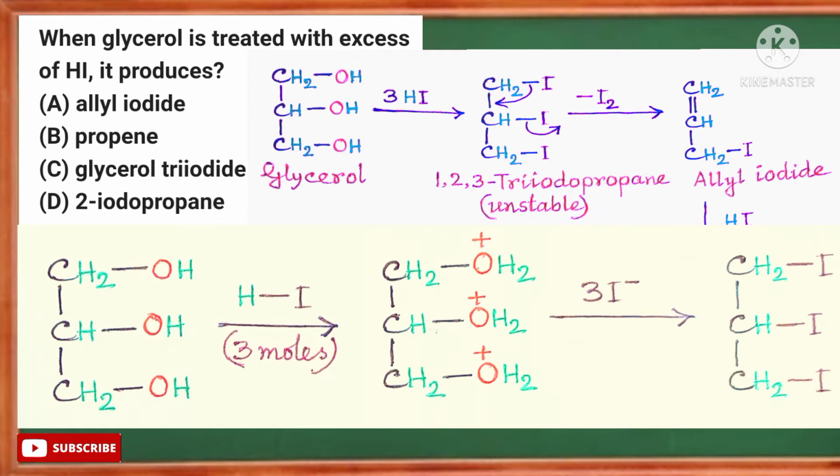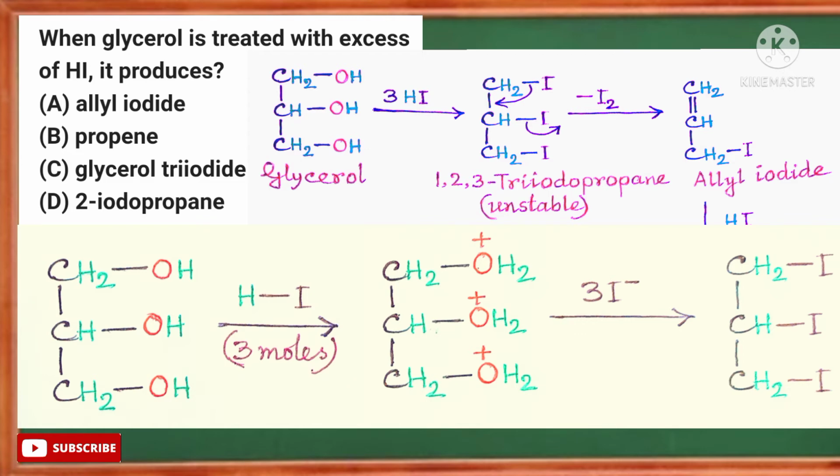Let us discuss some important aspects of this reaction. In the first step, the glycerol molecule reacts with 3 moles of HI to produce 1,2,3-triiodopropane. In the first step, the 3 OH groups will be protonated by 3 HI molecules, and in the second step, the 3 I- ions will force the water molecules to leave the substrate and produce this 1,2,3-triiodopropane molecule, right? So this is a simple SN2 type of reaction.